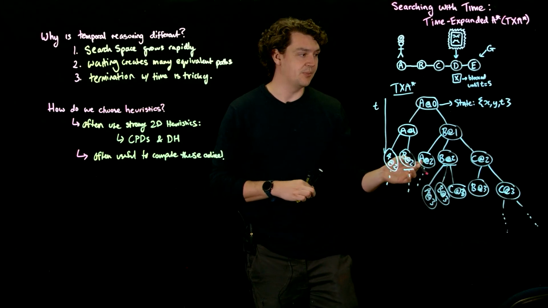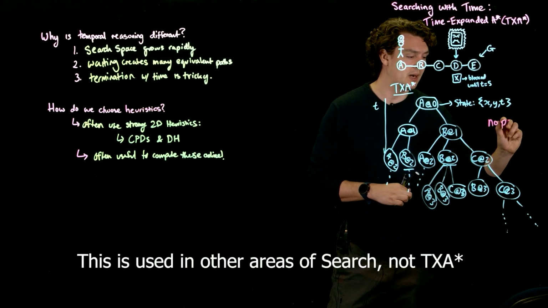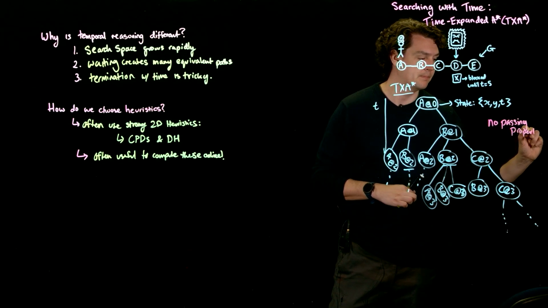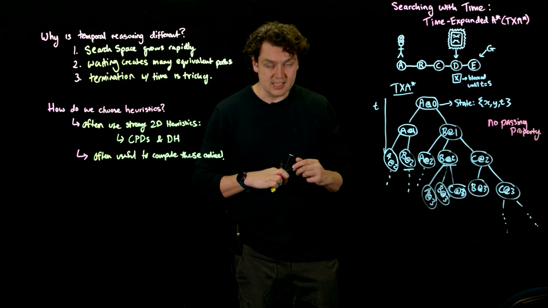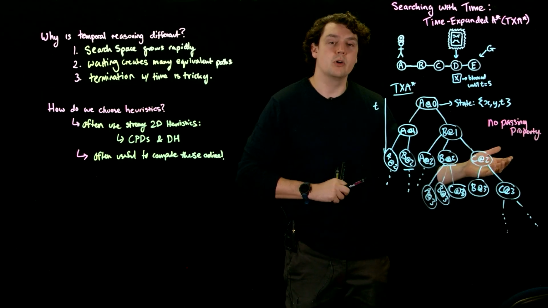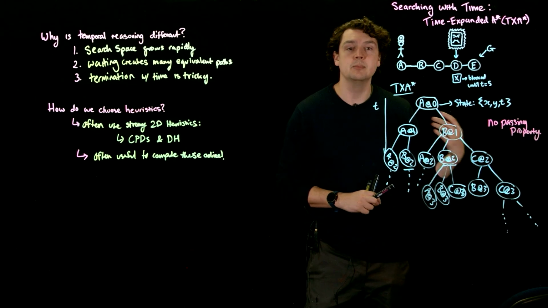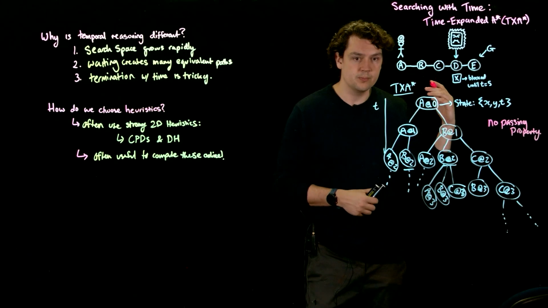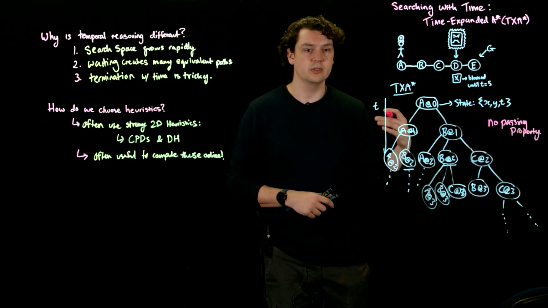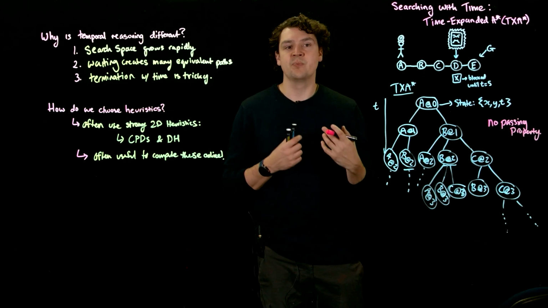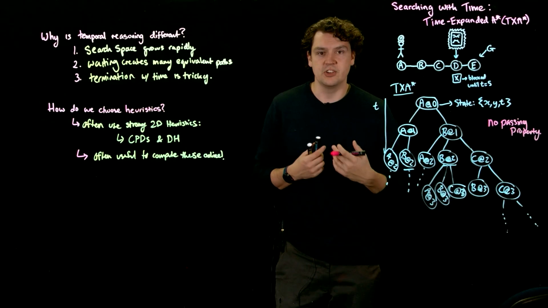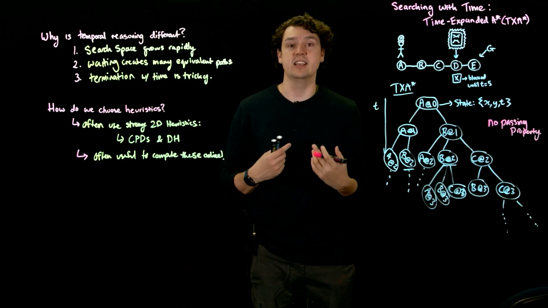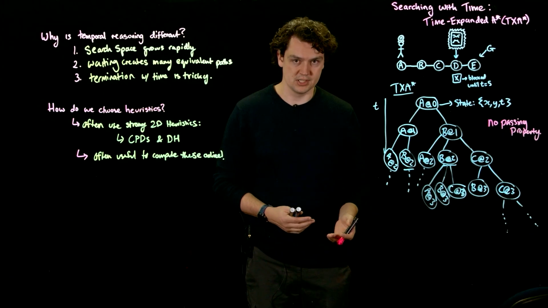I want to introduce something called the no passing property. Okay, this is an assumption we often make in problems with time that greatly simplifies our overall search tree and our reasoning. The no passing property is just stating that I can never achieve a shortcut. I can never get to my goal sooner by waiting now instead of moving first, okay?